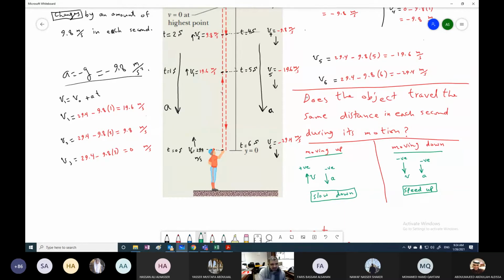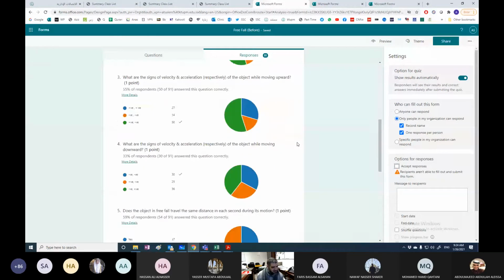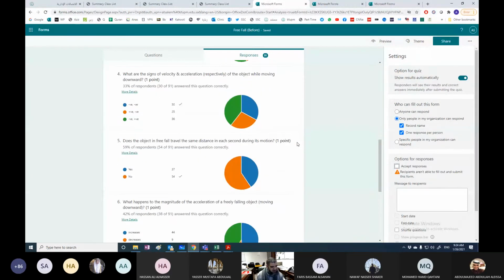Big question. Does the object travel the same distance in every second during its motion? Do you think the object will travel the same distance in every second? No, of course not. Some say yes, some say no. Let us look at the questions. I think there is a question here in the problems: does the object in free fall travel the same distance in each second during its motion?